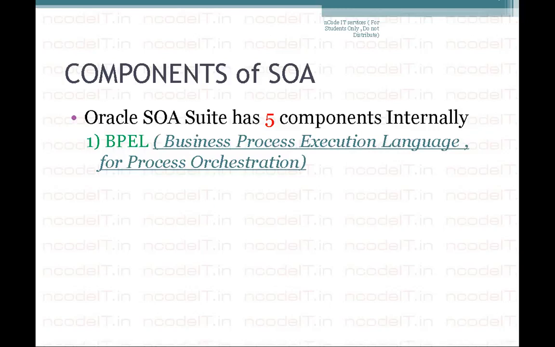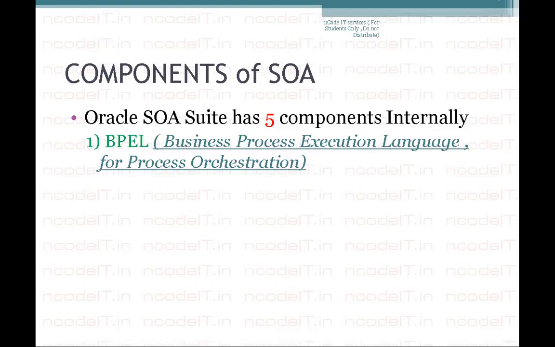Mainly there are 5 components. The one is the BPEL, business process execution language for process orchestration. The component of SOA is actually called the BPEL process manager. BPEL is a language, and to execute the language there is a manager, the process manager. So the first of these 5 components is the BPEL process manager, BPEL PM, that's what it's usually called.